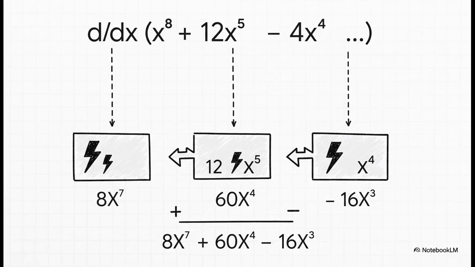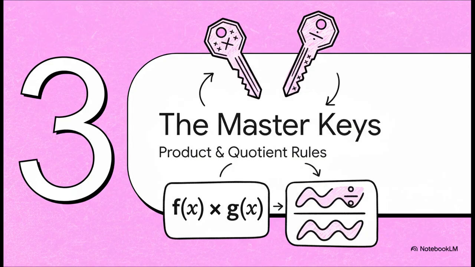And when you put these three rules together, the power rule, the constant multiple rule, and the sum rule, bam, you've just unlocked the ability to find the derivative of any polynomial. I don't care how long it is. You just go term by term. For x to the 8th, that becomes 8x to the 7th. For 12x to the 5th, well, that's just 12 times 5x to the 4th, so 60x to the 4th. You just take it one piece at a time. It's really that straightforward.